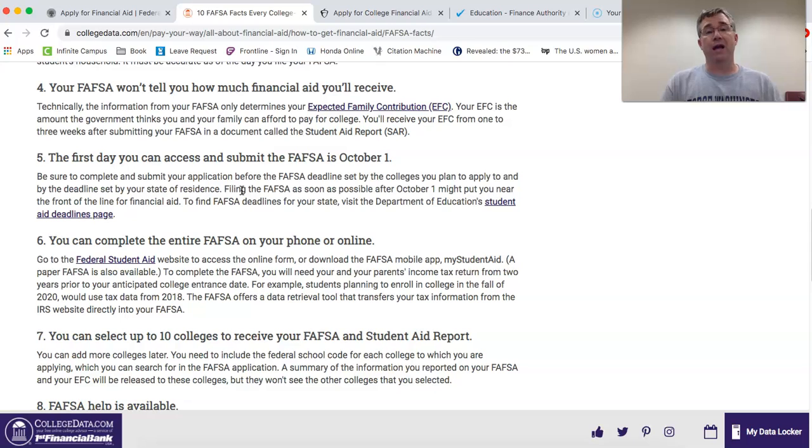The first day that you can access and submit the FAFSA is October 1. There is absolutely nothing that you can do between now and October 1 with regards to financial aid. A lot of people contact me wondering if they've missed deadlines and those sorts of things. If you have a rising senior in your home, they're going to be applying to college this fall, there is nothing you can do about financial aid until October 1. You should apply for the FAFSA. You should get online and do this job sometime between October 1 and December 1.